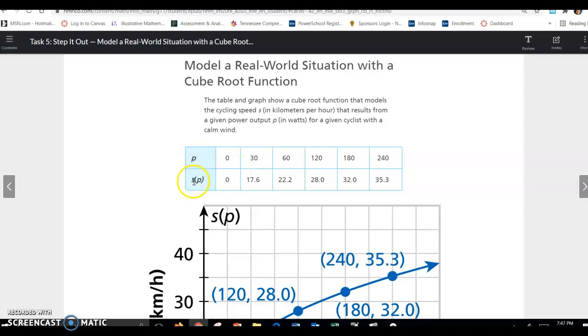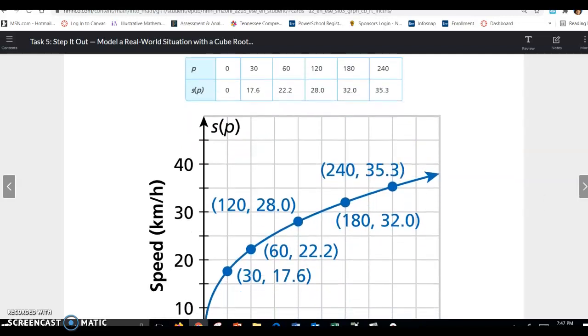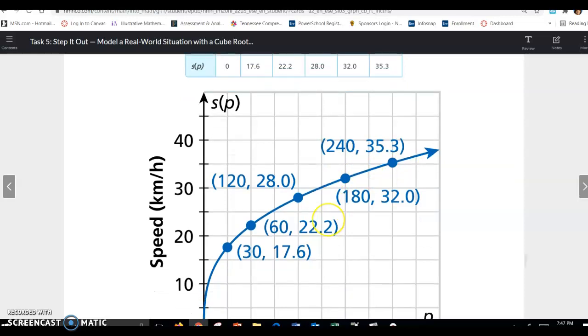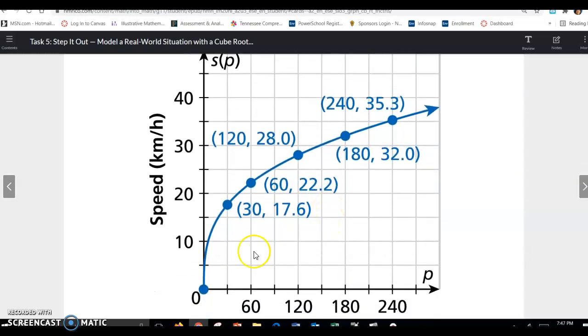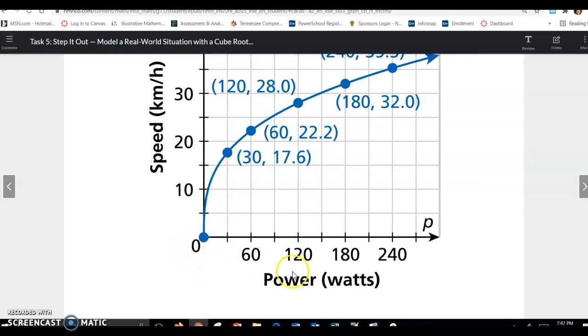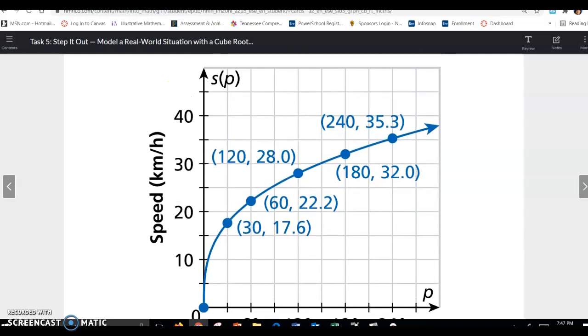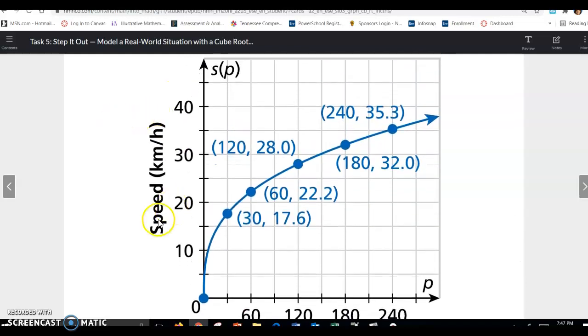Alright, so we've got p and s of p, so it's like the same as x and y. So we've got 0, 0, 30, 17.6, and so on. If you take the points from the table and put those on a graph, you can see that across the bottom it's power in watts, and up the side on the vertical axis, this is your s of p, that's speed in kilometers per hour.